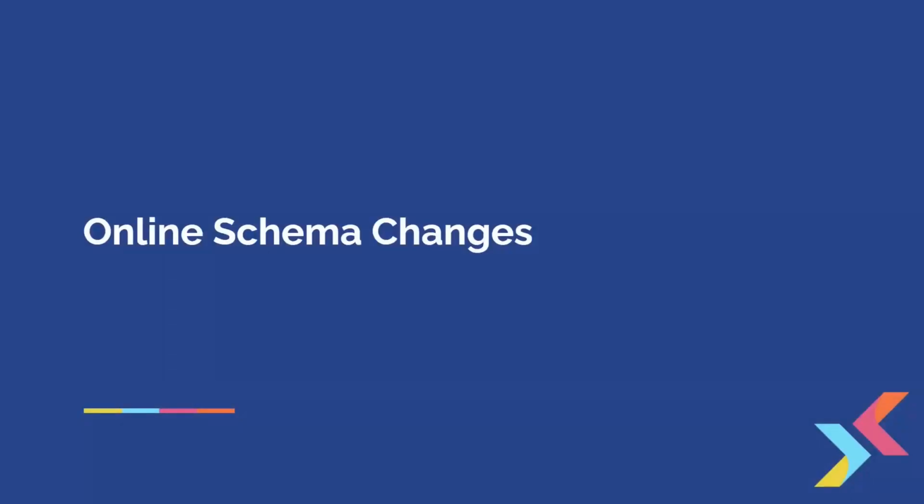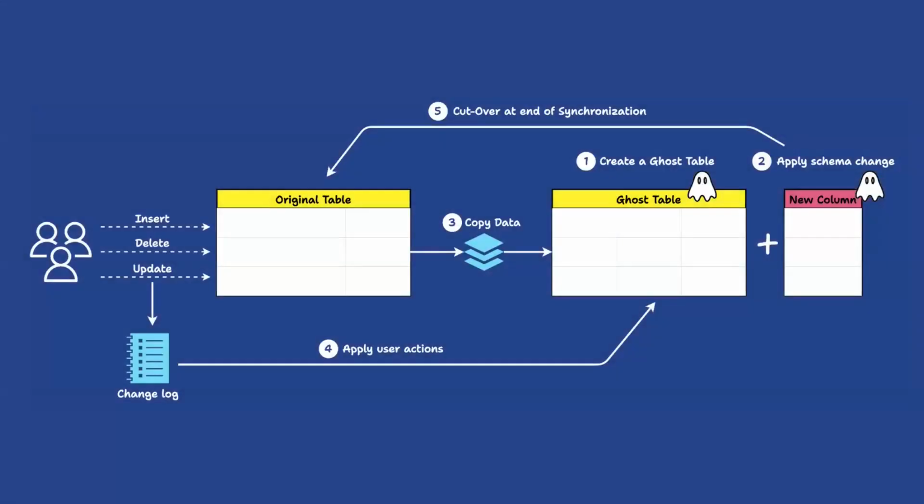Next, we have online schema changes. Online schema change tools modify a database schema without interrupting the database's regular operations by running a migration through simulation. So first, a ghost table is created. This is a new empty table with the same schema as the original table. Then the migration happens on this ghost table.